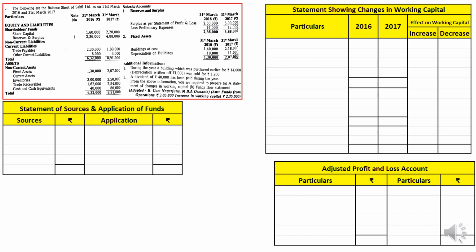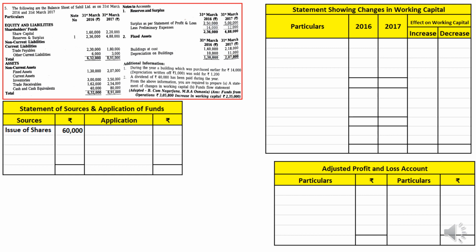Now we will come from the beginning. Share capital: last year we had 160 and now 220. How much increased? The value is considered as an issue of shares. The amount is 60,000. 160 to 220, in the sense the increase has taken place by 60,000, that will be considered as issue of shares, a source.